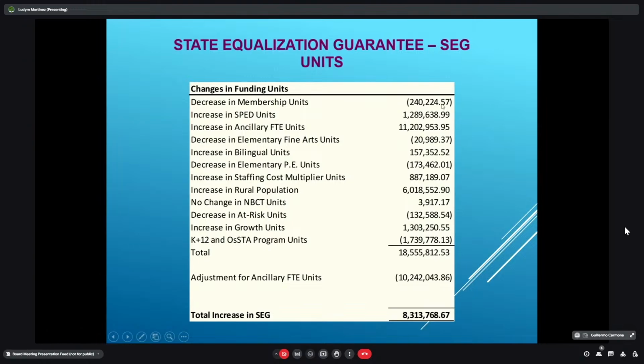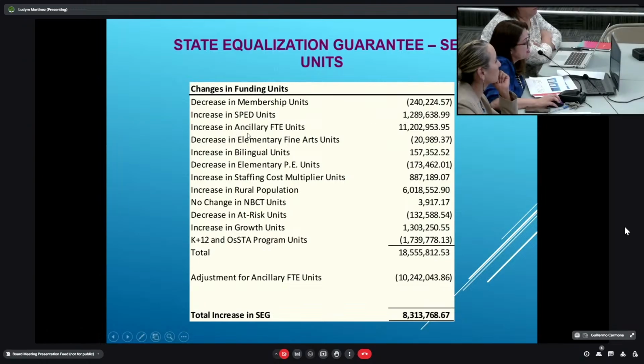Now, this amount does seem a little small, but you have to consider, too, that those dollars are calculated based on the unit value. And so sometimes that unit value goes up, and although your enrollment goes down, because your unit value goes up, those numbers might not necessarily reflect the decrease in membership. Then we have our SPED units.